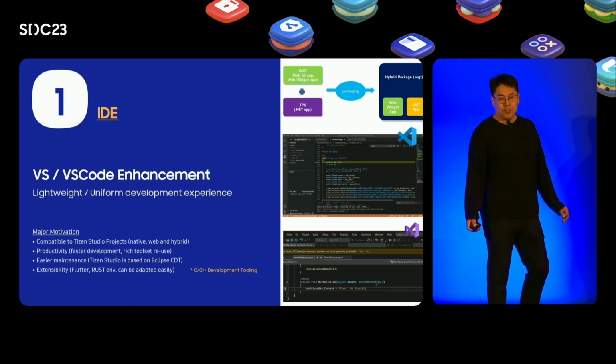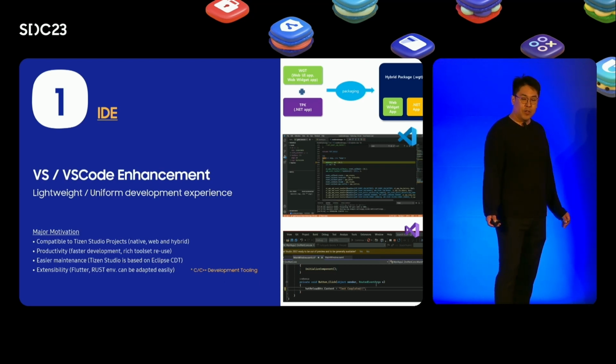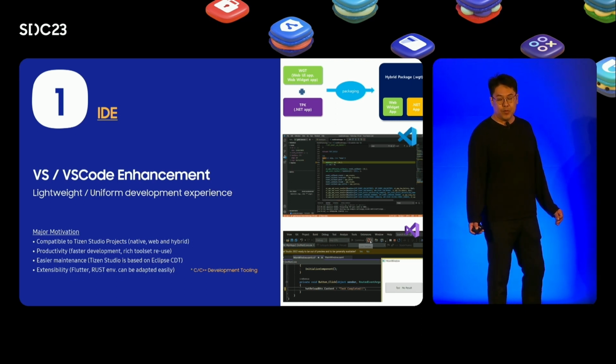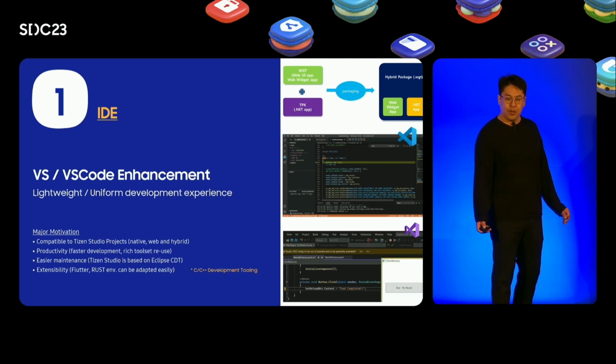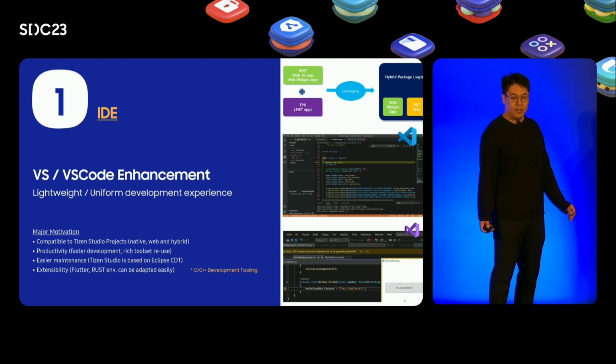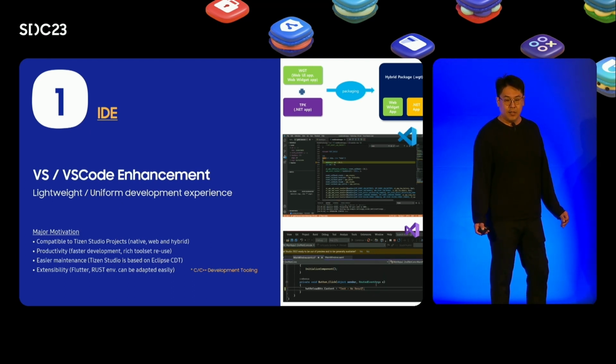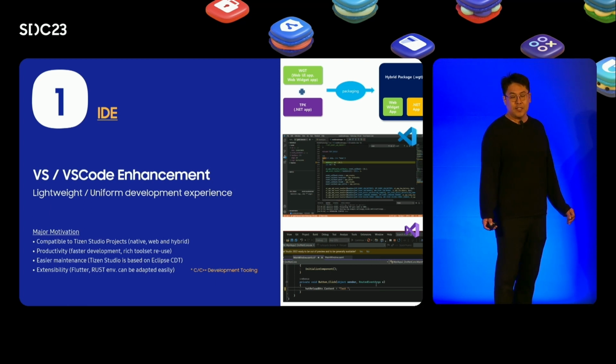I'd like to share several upcoming SDK key features based on customer requirement domains one by one. The first topic is IDE enhancement on VS and VS Code to have lightweight and uniform development experiences. We are integrating most of the IDE features into VS Code and enhancing them. One of them is supporting Tizen native, web, and hybrid apps.